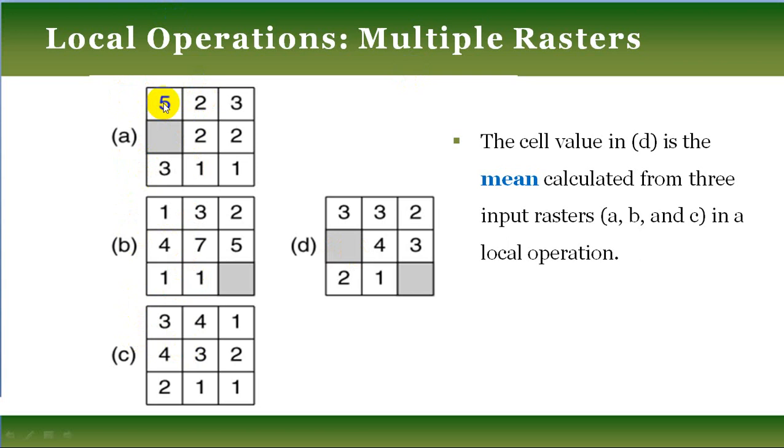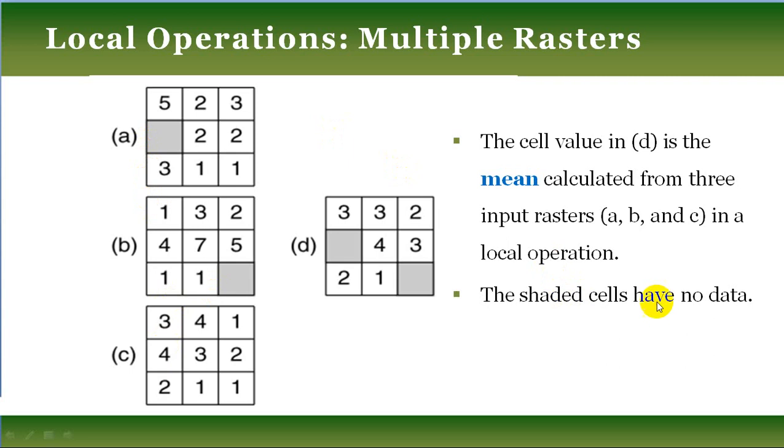So if you consider this upper left corner pixel, in this input raster 5, this one 1, this one 3. So 5 plus 1 plus 3, 9. Divided by 3 rasters, 9 divided by 3, 3. So in the output raster, this is the mean value of those 3 raster pixels.